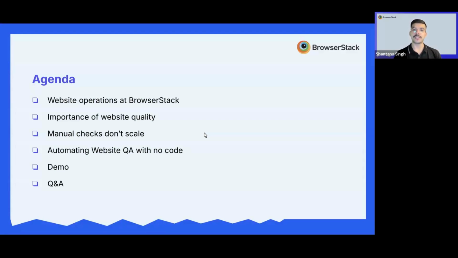We'll talk about why manual checks don't scale. We see a lot of teams using manual tools, or they're using some free checkers, some single issue checkers, right? We'll talk about why they don't scale as the changes on your website scale. We'll then talk about automating website QA with no code. We'll also demo a solution that we have been building for this at BrowserStack. And then we'll spend the last 15 minutes on Q&A.